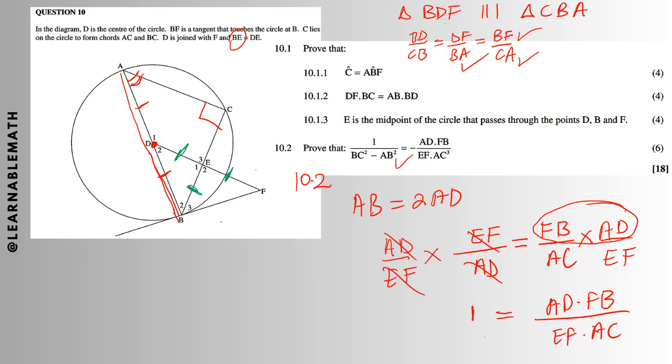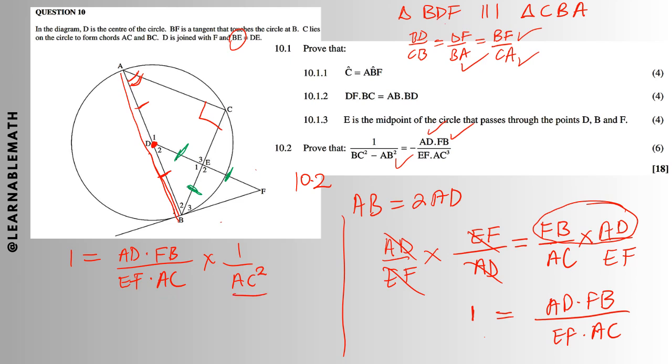My concern now is that I have ADFB, great. EF is there, but my AC here is not to the exponent of 3, it's just AC. Then I ask myself, how can I get this to be AC exponent of 3? That's where manipulation comes, and that's where the trickiness of this question is. So we have 1 is equal to AD times FB divided by EF times AC. How can I make AC to be exponent of 3? By multiplying by 1 over AC squared, so that AC squared times this will be AC exponent of 3.